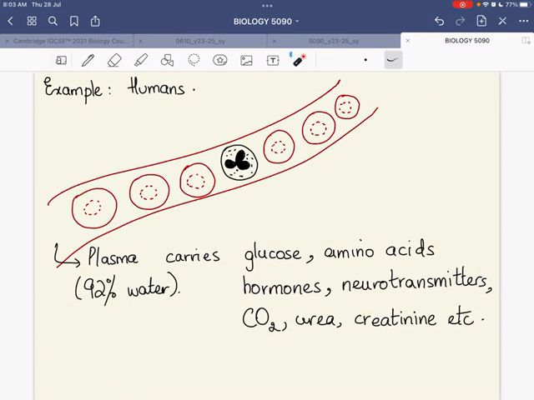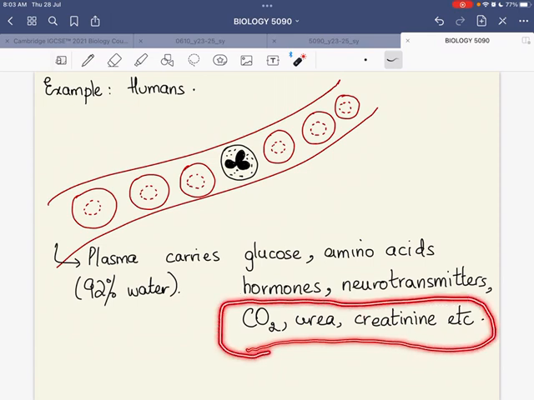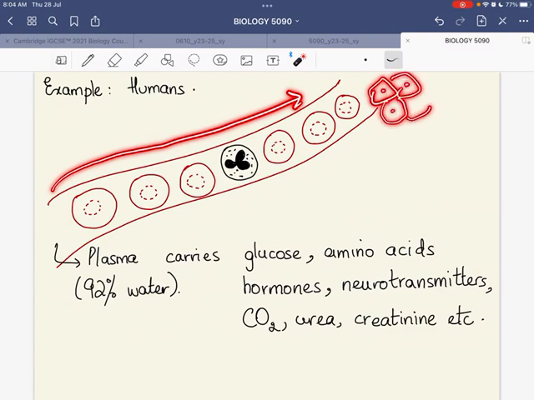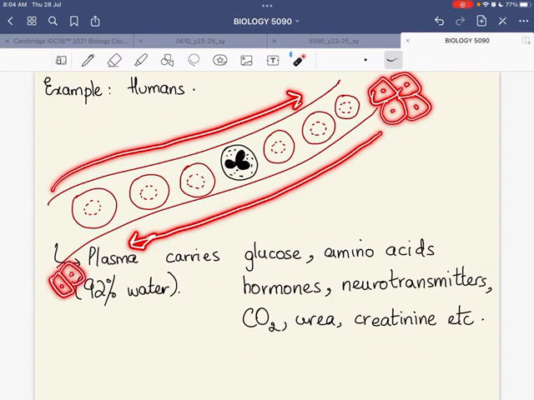Similarly, plasma is not only carrying useful substances, but it is also eliminating waste substances from our cells. If this is the direction of the plasma carrying useful substances to a cell in our body, this will be the direction of the plasma carrying the excretory substances like carbon dioxide, urea and creatinine to other parts of the body. Like carbon dioxide is made in the cell as an excretory product, and it is carried by plasma to the lungs so that we can exhale this carbon dioxide.